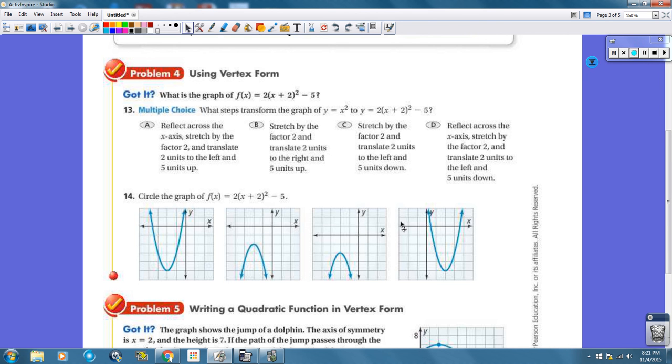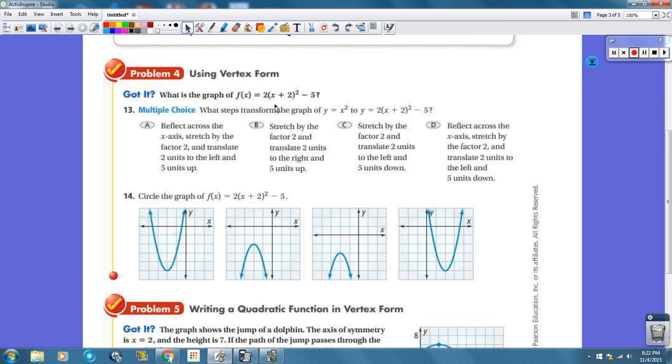So stretch by a factor of 2, they all say that, so that doesn't happen. This says I've reflected around the x-axis, and this says I reflected across the x-axis. Well, I didn't, because if I reflected across the x-axis, this actually opens up because this is positive.